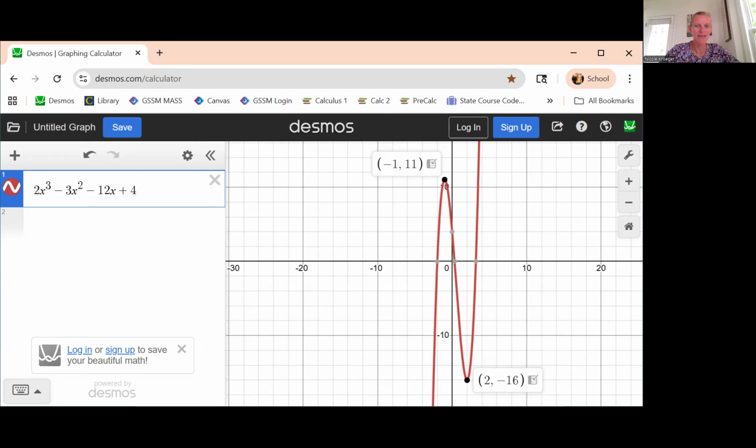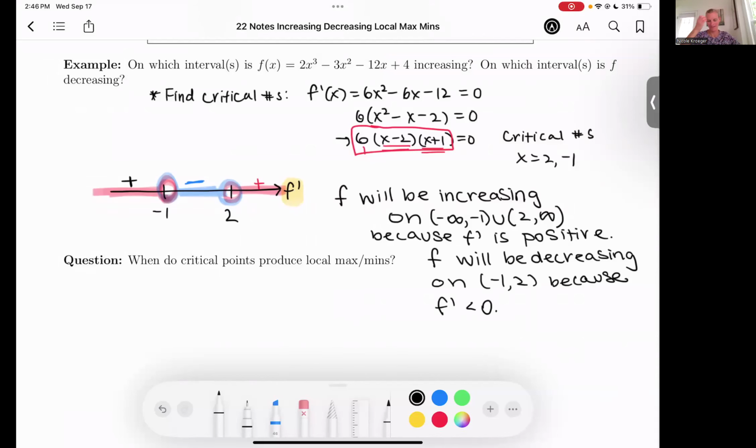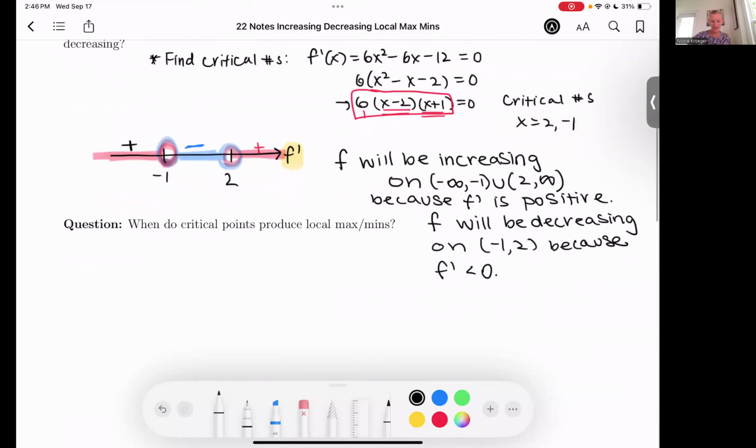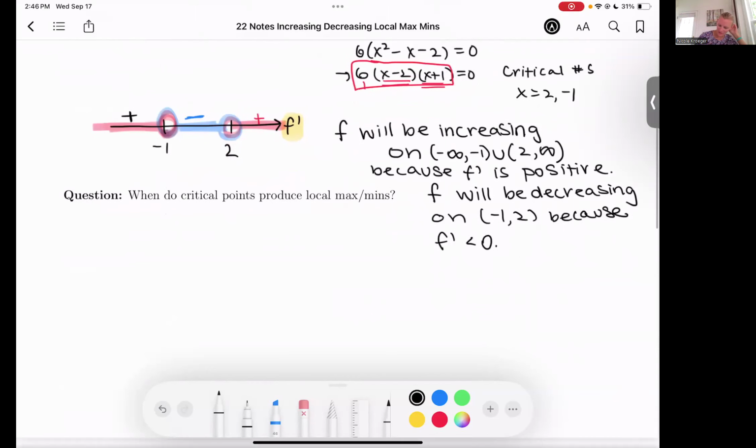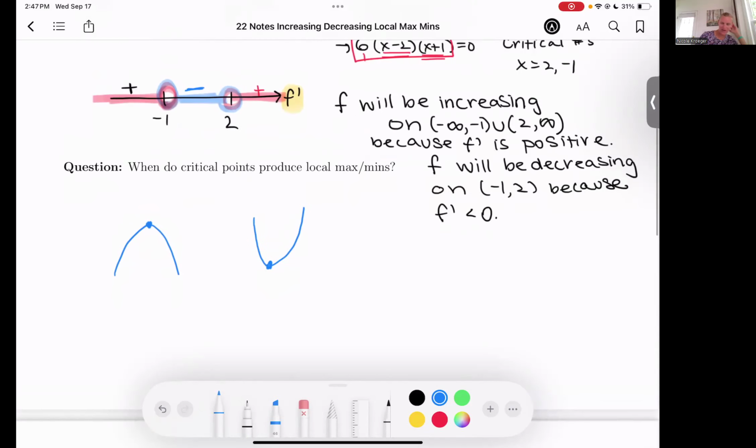That's not coincidental. So this is the next idea that we want to talk about, which also comes from looking at these sign charts, is that we're going to get local maxes and mins where the derivative changes signs. If my function changes from increasing to decreasing, we're certainly going to have a local max. And if my function changes from decreasing to increasing, I'm definitely going to have a local min. And the way that we can phrase that in terms of derivatives, I'll write this down on the next slide in just a second, a little better.